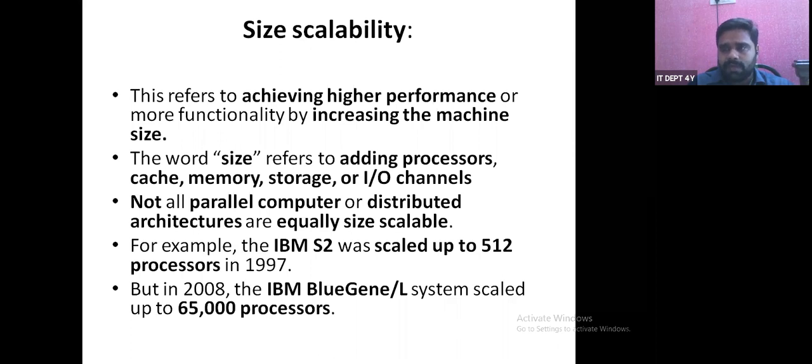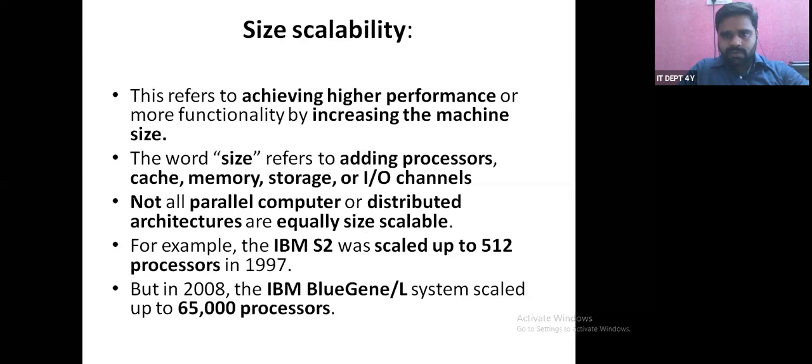It depends upon the system, guys. The number of processors we can add depends upon the system. Size capabilities means adding different resources like hardware resources, processors, memory, storage, IO devices. Here, adding also has some restrictions. It depends from system to system. Particularly if you take the IBM S2, we can add only 512 processors. That is an older version. In the newer version, IBM Blue Gene, we can add up to 65,000 processors, guys. You can increase that. That is related to size scalability.